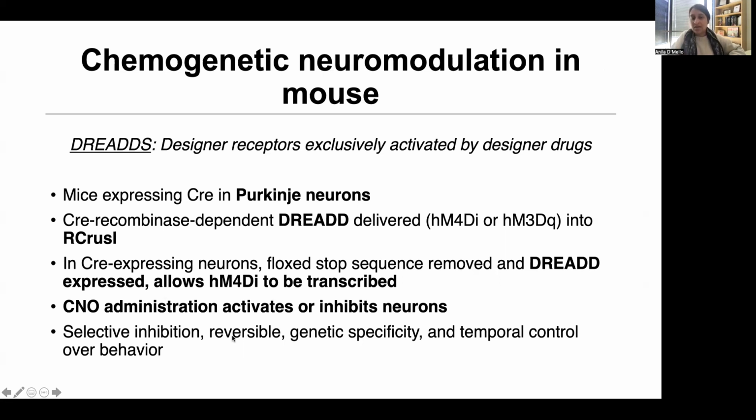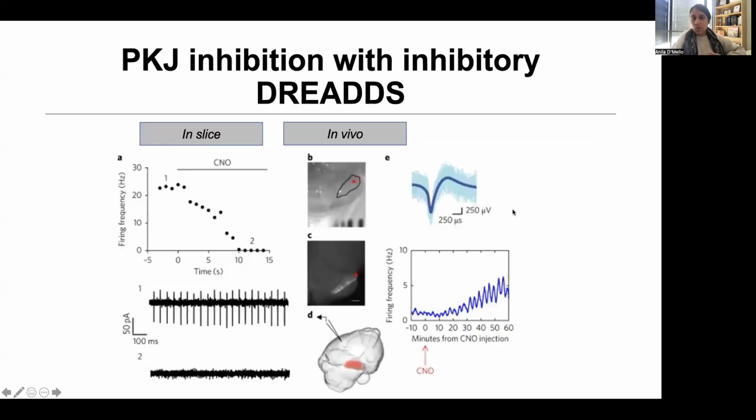All right, so when we do this broadly, what we see is that with CNO, you get reduced firing frequency in Purkinje cells. You see this too in slice recordings. You can do this in vivo as well. This is showing right Crus 1, the sites of the injections, and this is also in vivo.